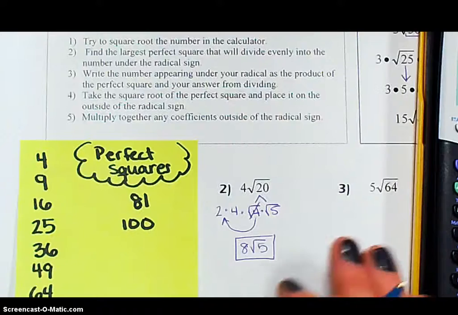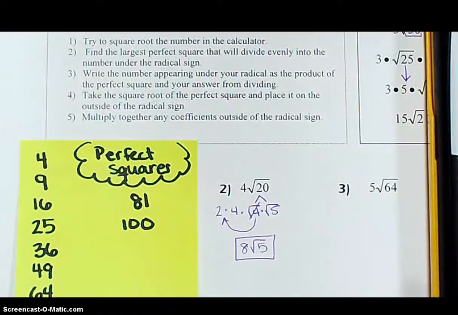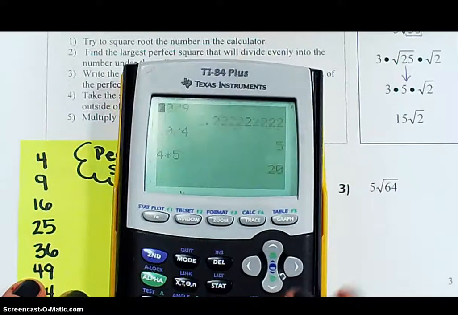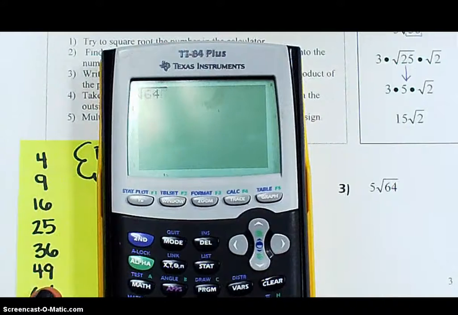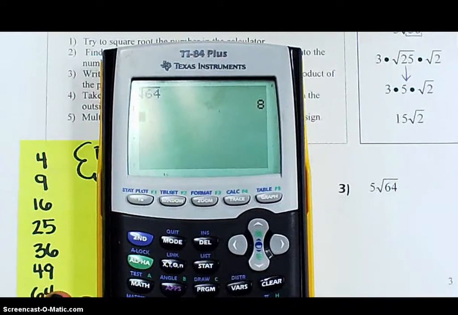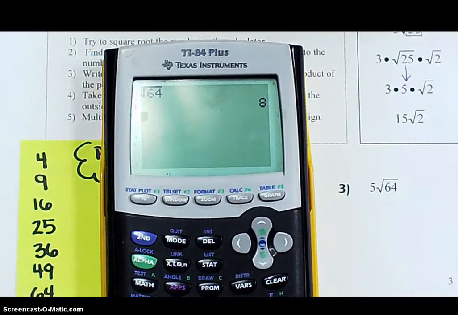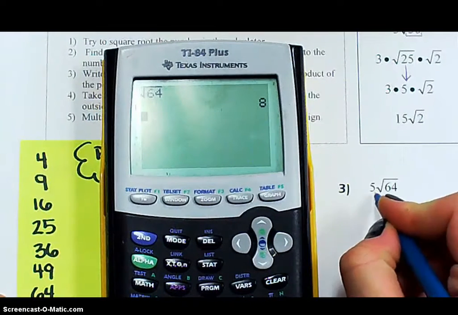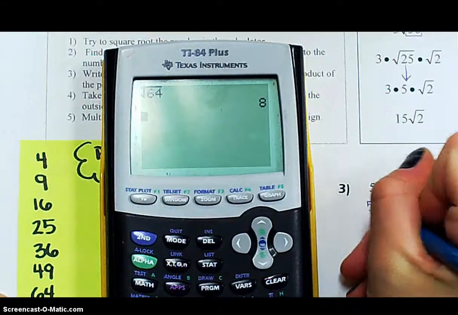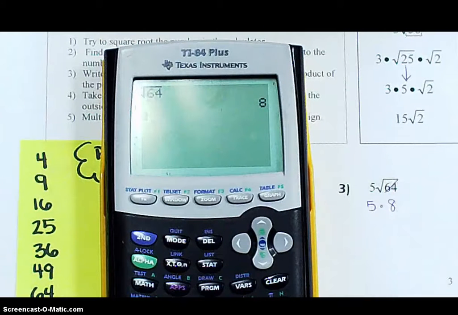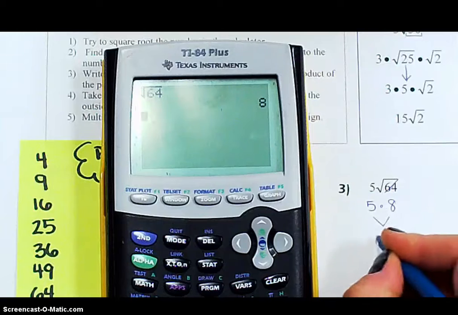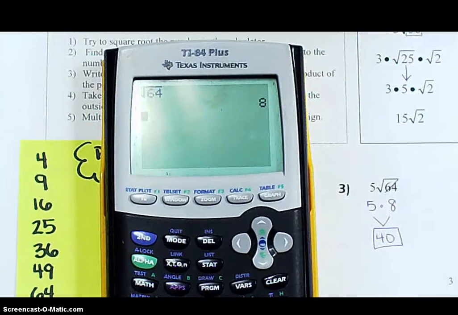Okay, let's take a look at the next one, 5 radical 64. So the first thing we have to do is check it in the calculator. The square root of 64, we hit enter, and we get a whole number 8. So 64 is a perfect square, so we don't have to really do much here, because this 5 is going to stay a 5, times the 64 becomes 8. So the square root of 64 is 8, and then we multiply these together to get 40. And we've got our final answer.